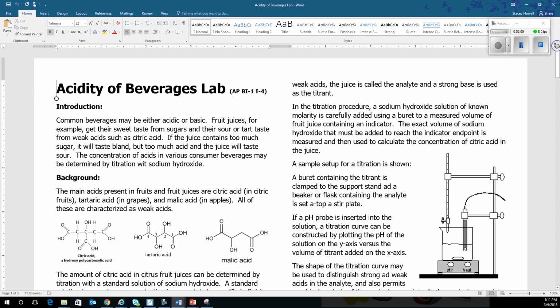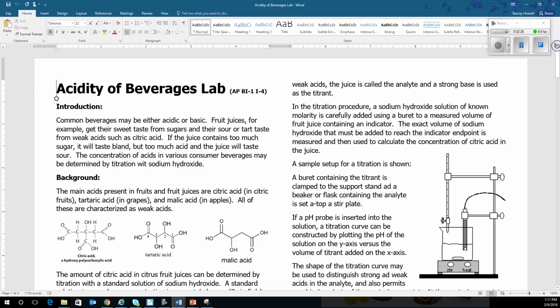Pineapple juice will have citric acid, grape juice will have tartaric acid, and apple juice will have malic acid. And we'll be titrating each of those. Now, when we do the titration, we're going to do a quick one for each of them. And right after the quick one, we're going to do a long one with a pH probe. Okay, so you're going to need to print that one out.